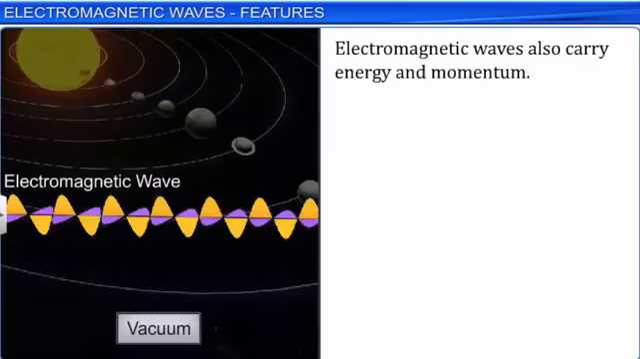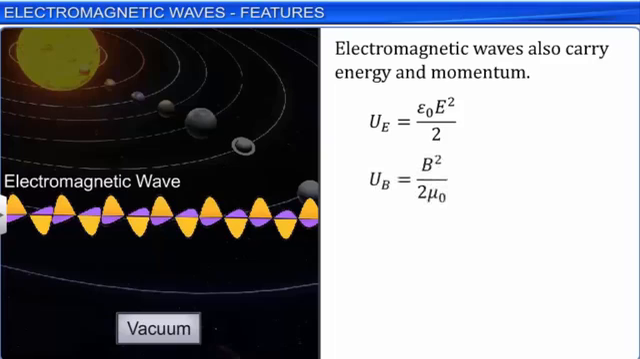We have learned that the energy density associated with the electric field in free space is written as UE is equal to epsilon naught E square by 2. And the energy density associated with the magnetic field in the free space is written as UB is equal to B square by 2 mu naught. As an electromagnetic wave is a combination of electric and magnetic fields, it carries energy and momentum.